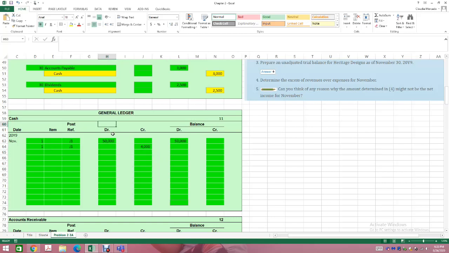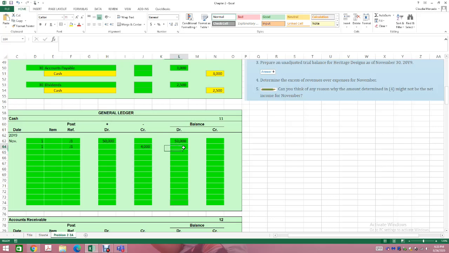I'm going to put here: a debit increases, a credit you deduct. Cash account, it's an asset account. Debits increase, that's the normal balance. Credits decrease. So this is a transaction. All I did is copy it from my journal.